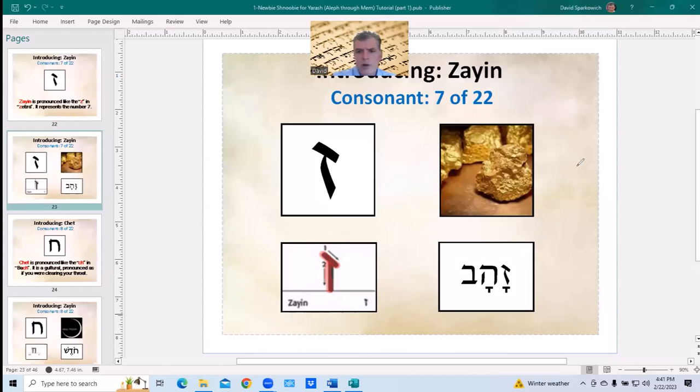Here we have a picture of a Hebrew word that begins with the letter Zayin, just to help in terms of memory devices. So what are you looking at? This is a picture of nuggets of gold, right? Zahav. Zahav is the Hebrew word for gold, or at least one of them. Okay, moving on to the 8th of 22 letters.